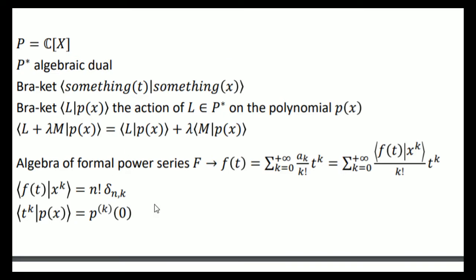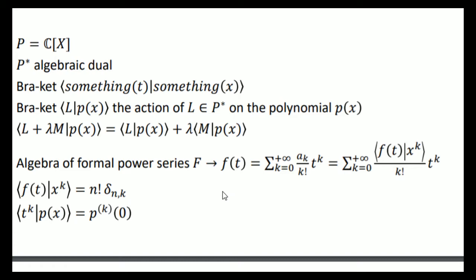So in particular, ⟨f(t) | x^k⟩ is equal to n factorial times the Dirac delta. So if n is not k, then you will end up with a problem because the spaces will be orthogonal, so it will be 0. If, however, you end up with a power that is the same as the k, then you will have a factorial.